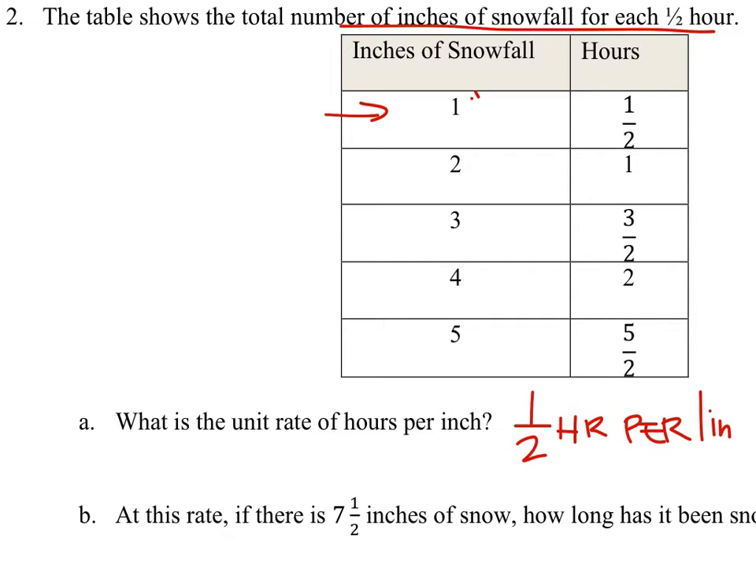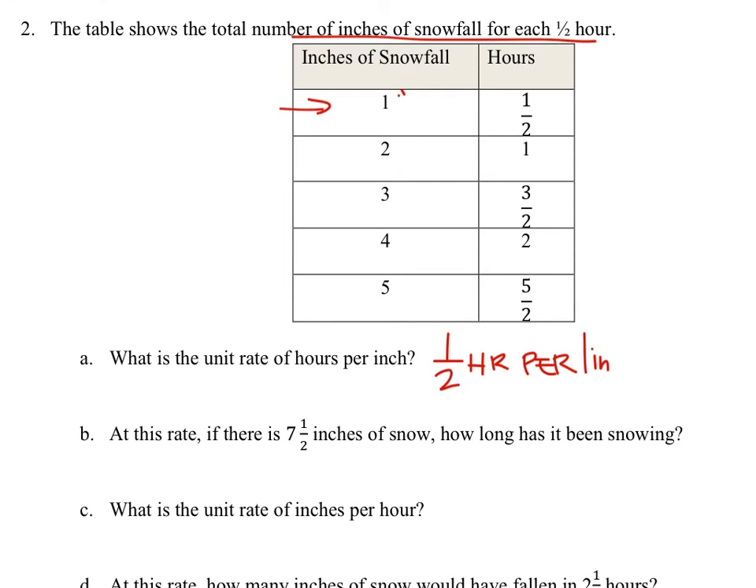So, at this rate, if there's 7.5 inches of snow, how long has it been snowing? Alright, so again, it's good to set these up using ratios and proportions with labels so we know what we're doing here. We already know that if you do it for a half hour for snow, you'll get 1 inch right here. How do we get from 1 inch to 7.5 inches? Well, we'd multiply that by 7.5 to get 7.5 inches. So, I'm going to multiply 1/2 hour by 7.5 as well. And I should get about 3.75 hours.